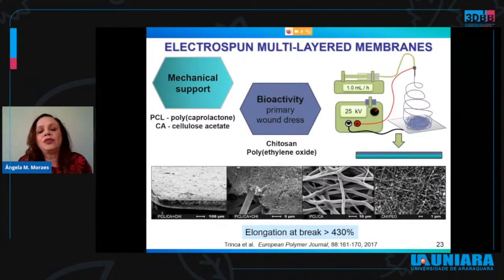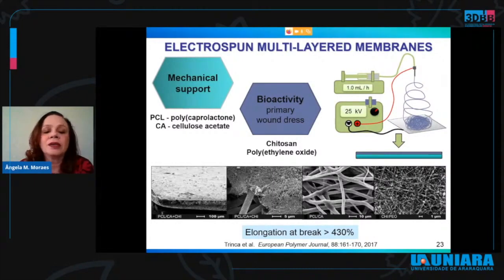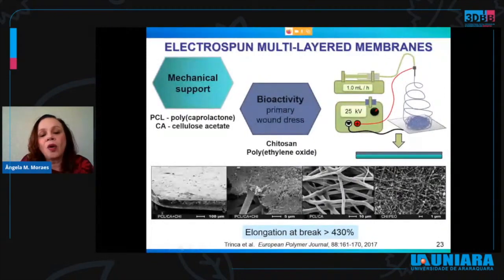Another way of improving elongation at break was, instead of exploring the PEC compounds of alginate and chitosan, for instance, we decided to do multi-layered membranes. So we produced by electrospinning polycaprolactone and cellulose acetate materials that were covered with many subsequent layers of chitosan and polyethylene oxide. Polyethylene oxide was added to make chitosan a little bit easier to electrospin. And we can see here that we have a very high difference between the diameters of the fibers formed by PCL and cellulose acetate when compared to chitosan and PEO.